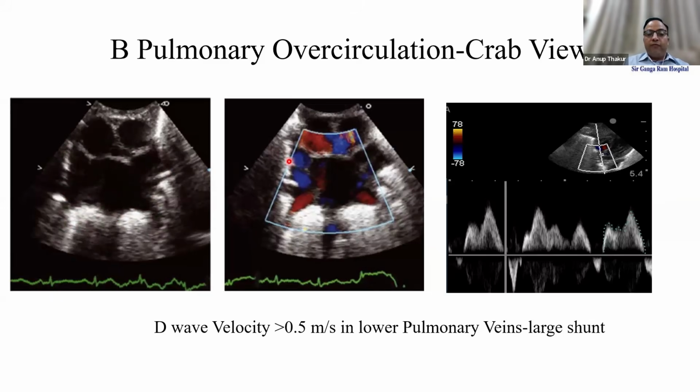Now, to look at the blood flowing into the LA through these pulmonary veins, you have to make the color gain low. And if you put a Doppler here, you will see there's a triphasic flow. There's a flow in systole, there's a flow in diastole, there's a reversal of flow. So what happens? These velocities, especially the D wave velocity, will go high in the pulmonary veins. Again, it tells you that more blood is returning from the pulmonary veins into the LA. There's increased flow, and that could be a sign of hsPDA.